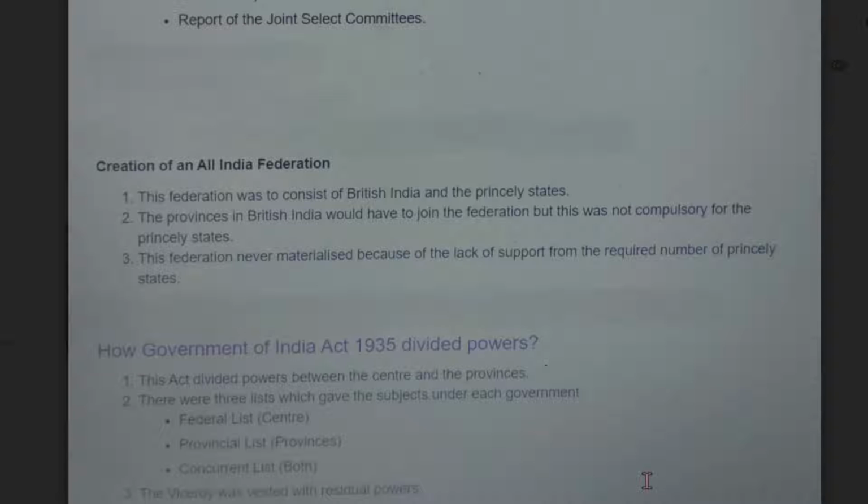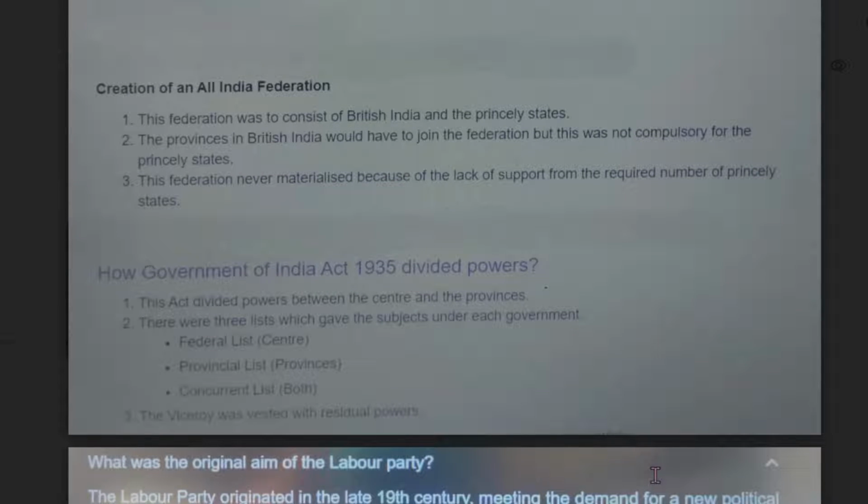How did the Government of India Act 1935 divide its powers? This act divided powers between the center and the provinces in a federal list, provincial list and concurrent list. The viceroy was vested with residuary powers.